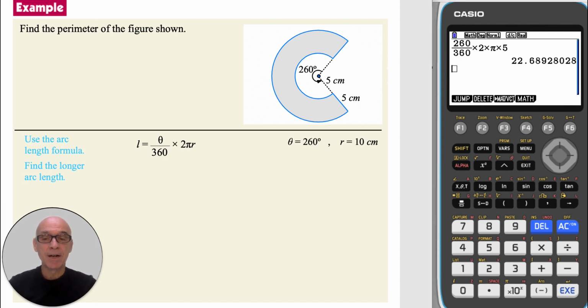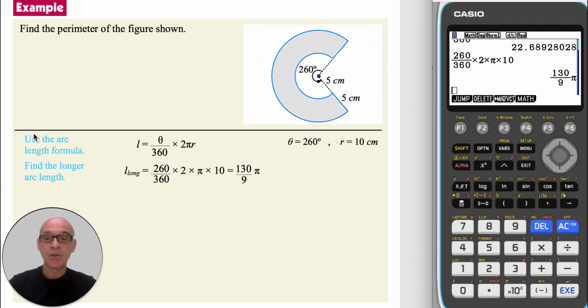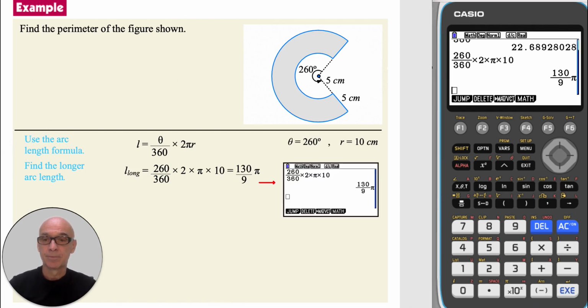Next, to find the longer arc length, replace the central angle theta again with 260, but this time replace r, the radius, with 10 centimetres. Performing the calculation gives the value shown. To find the perimeter, we need to add the 2 arc lengths plus the 2 straight edges.